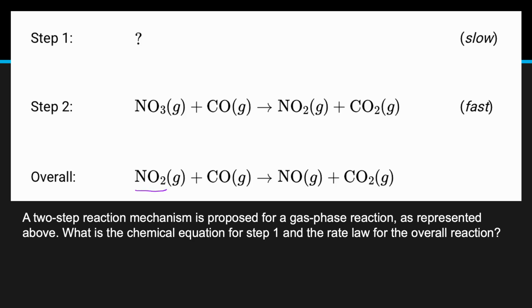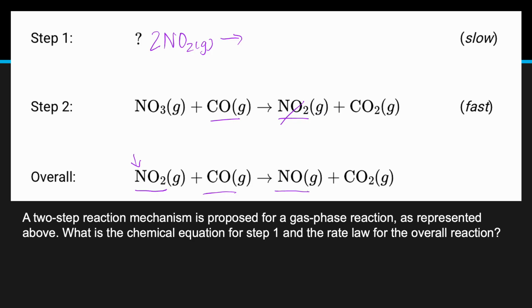I know I need NO2 as a reactant, and I have NO2 as a product, which means I need an extra one for my step 1 reactant. So I'm going to put 2 NO2 in gaseous form. So when this NO2 gets canceled out, I am left with 1. Then I move on to CO. CO is already a reactant in step 2, so I don't need to put that in step 1.